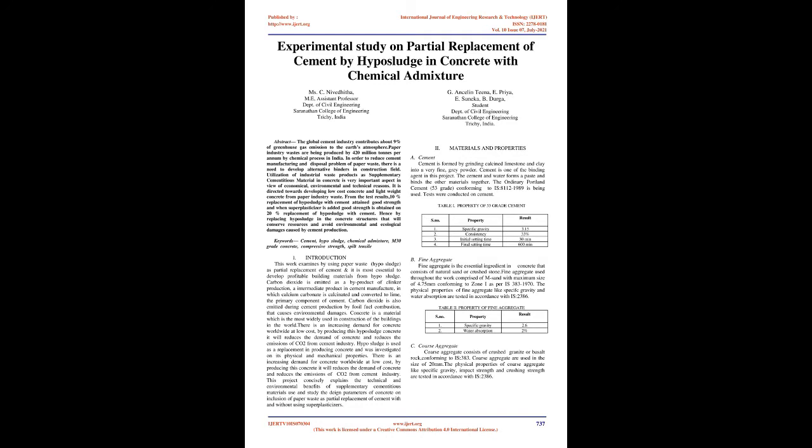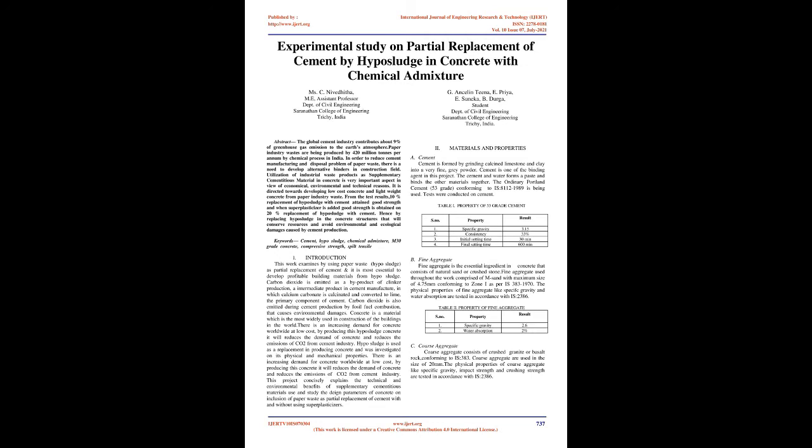Introduction. This work examines the use of paper waste, hypo sludge, as a partial replacement of cement, and it is essential to develop profitable building materials from hypo sludge. Carbon dioxide is emitted as a byproduct of clinker production, an intermediate product in cement manufacture, in which calcium carbonate is calcined and converted to lime, the primary component of cement. Carbon dioxide is also emitted during cement production by fossil fuel combustion, which causes environmental damage.